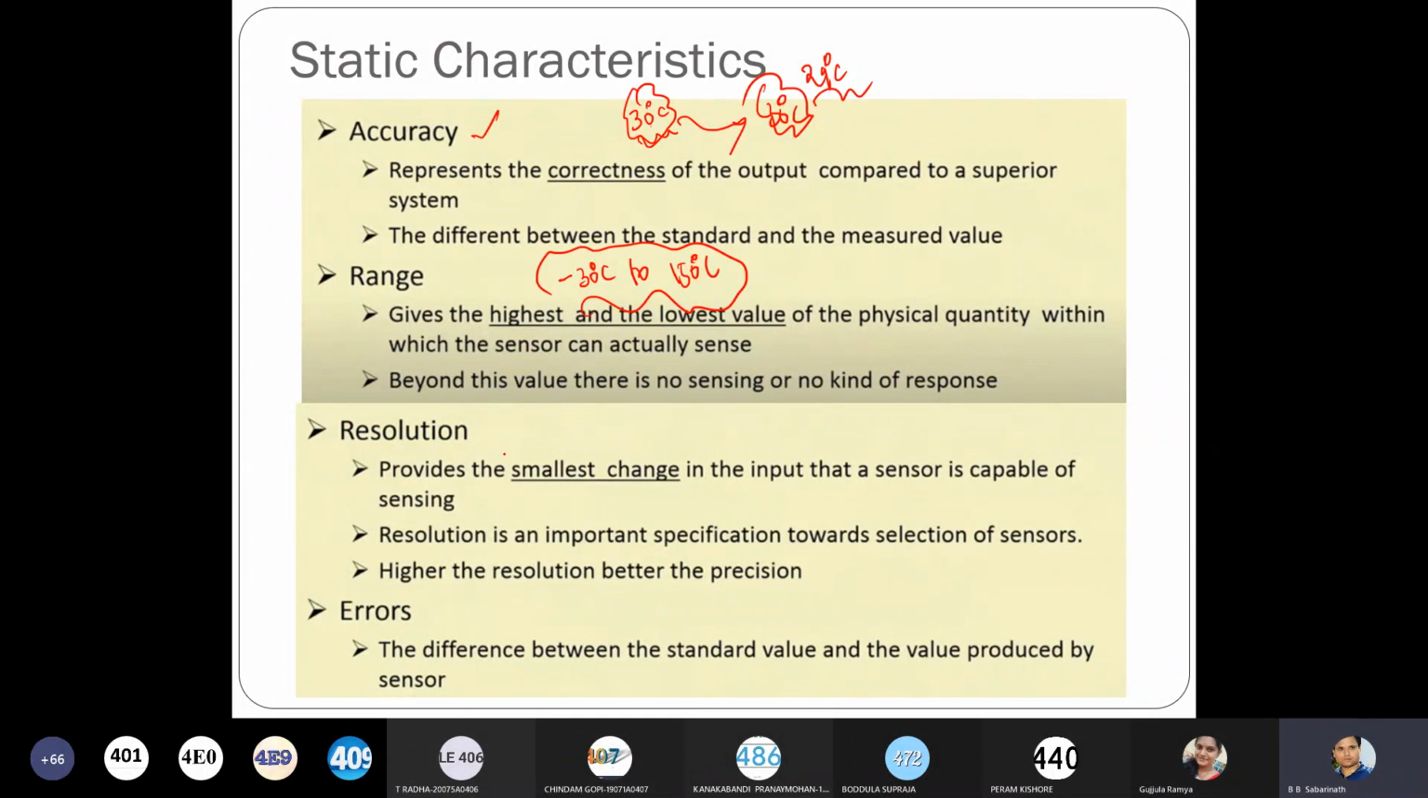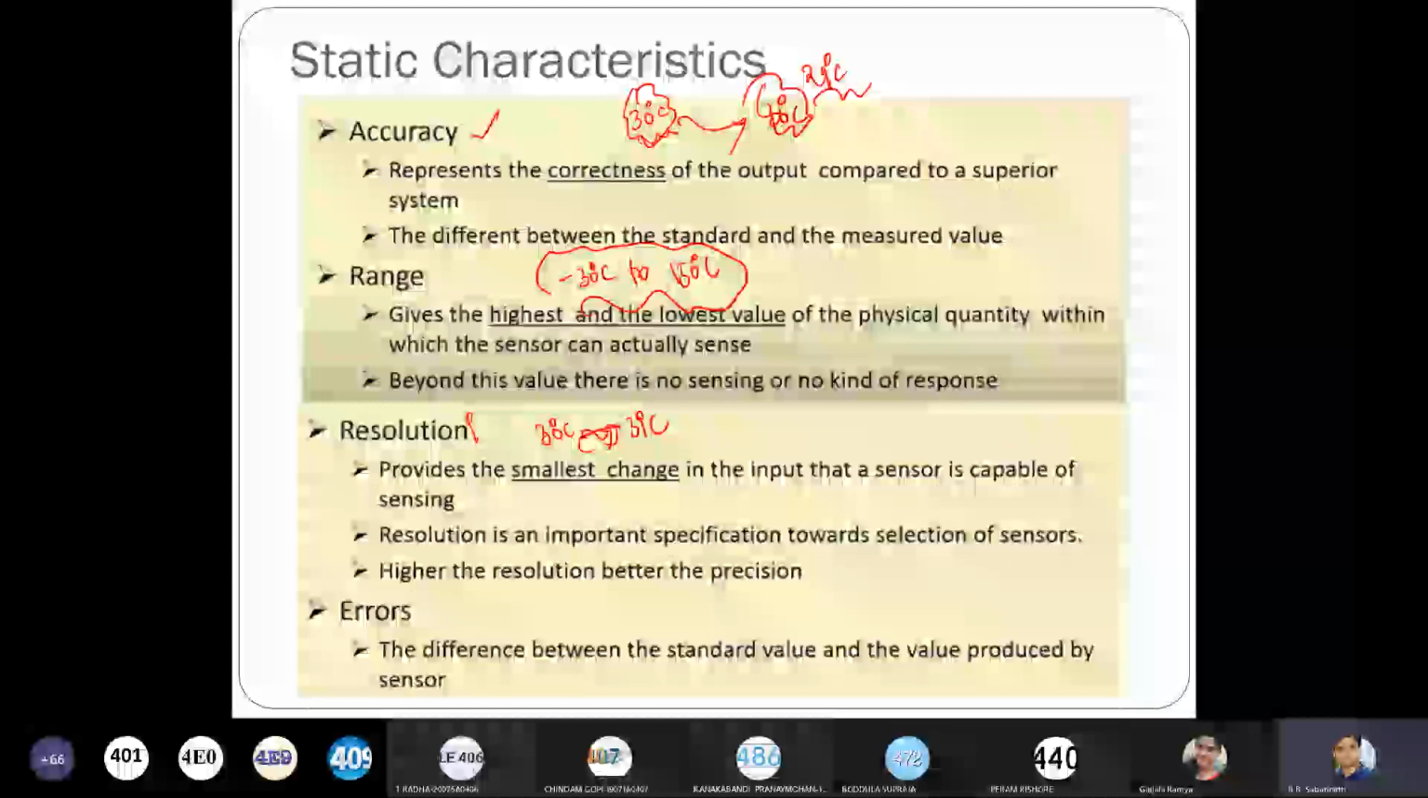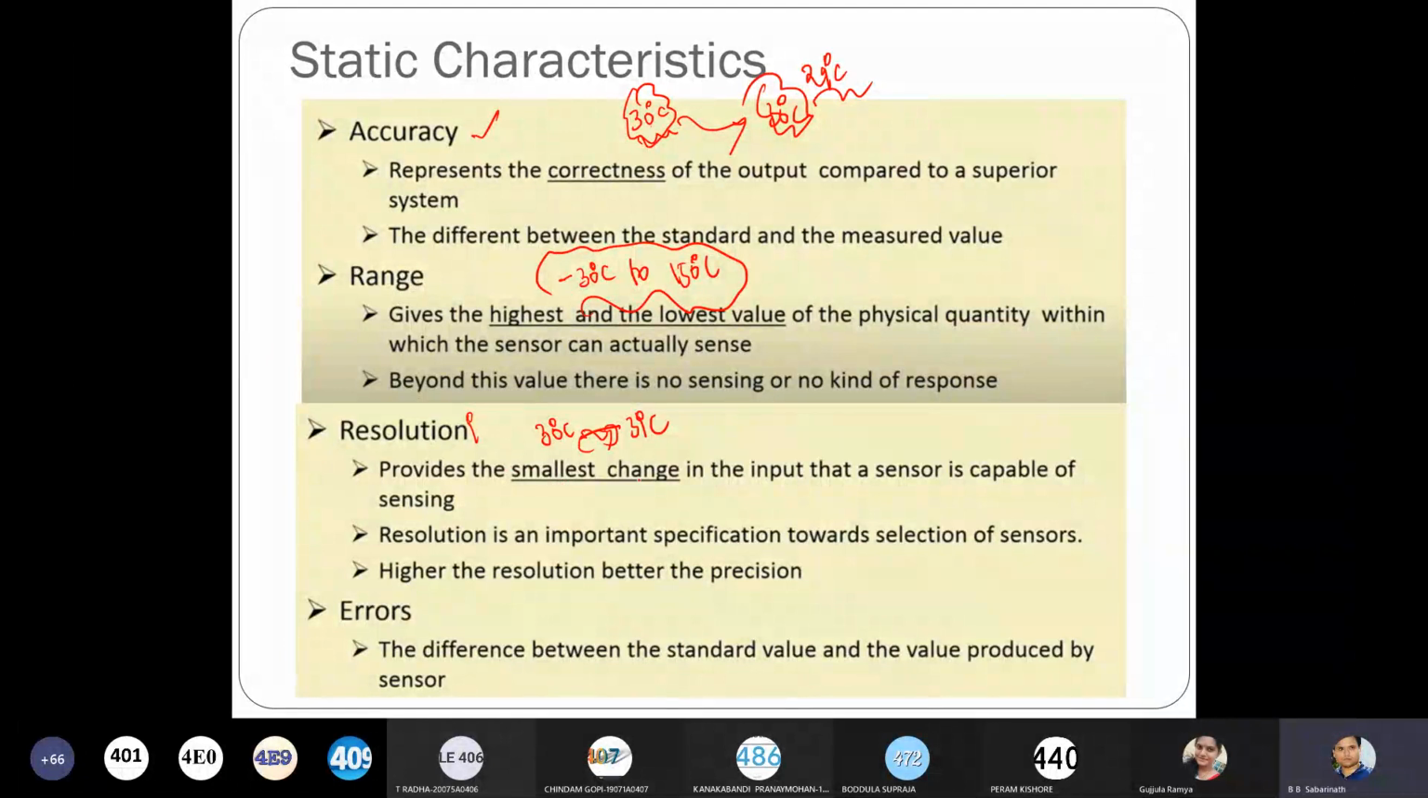Like that, you should have a resolution. What is the smallest change that the sensor is capable of? Suppose now the temperature is 30 degrees centigrade. If your sensor resolution is 1, the next output will come only when it is 31 degrees centigrade. From 30 to 31 degrees centigrade it will give the same output. Higher resolution means more precision. This provides the smallest change in the input that the sensor is capable of sensing.